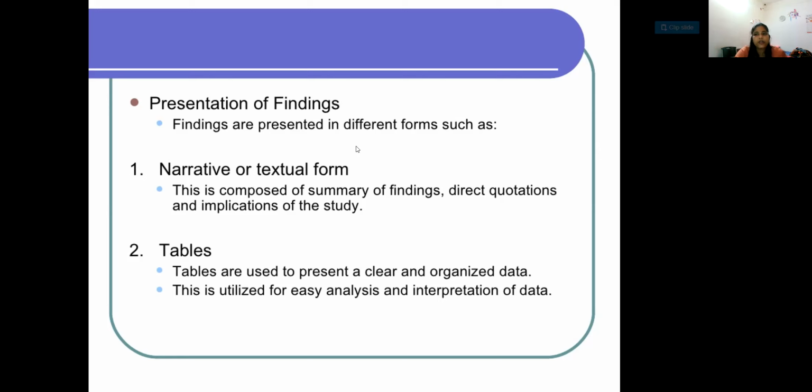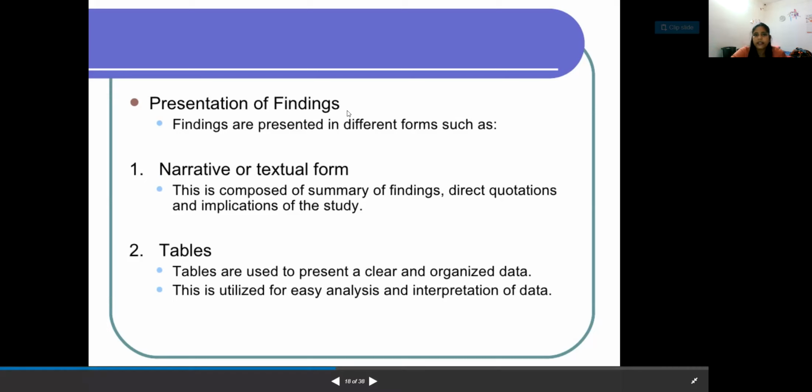After this calculation, what do you have to do? You have to interpret your result in the research paper. How to do it? You have to do presentation of findings. Findings are presented in different forms such as narrative or textual form. You can write in text, write a description, direct quotations and implications of the study.